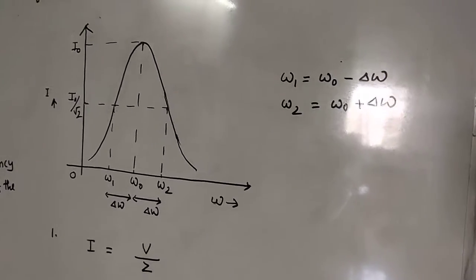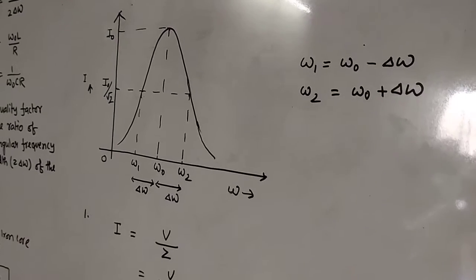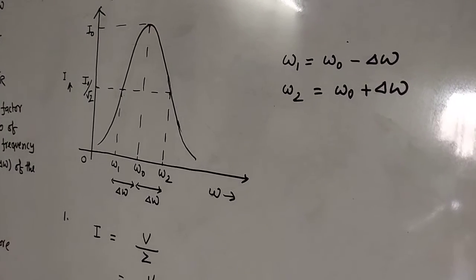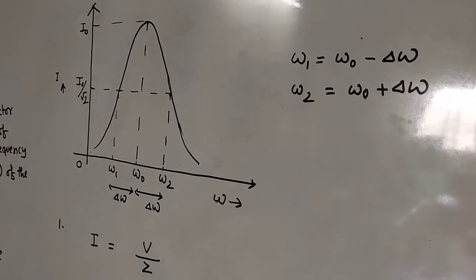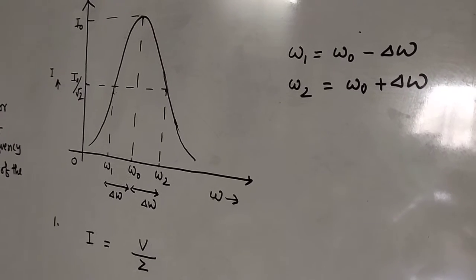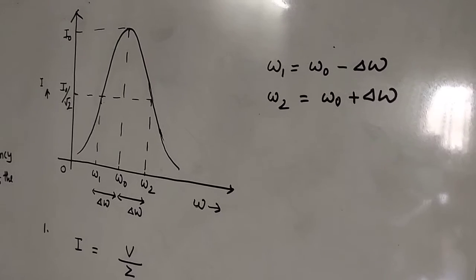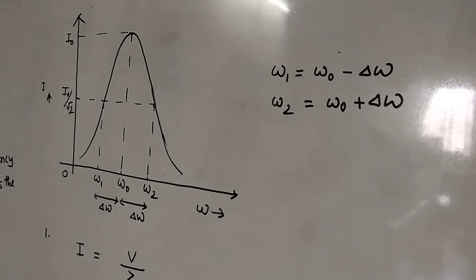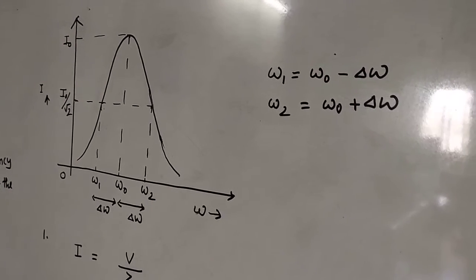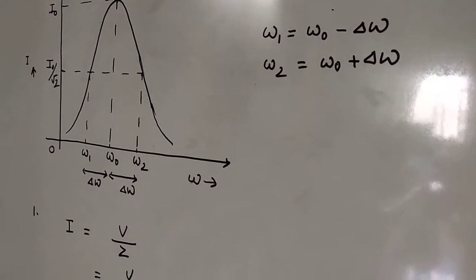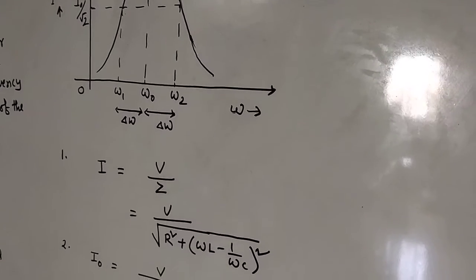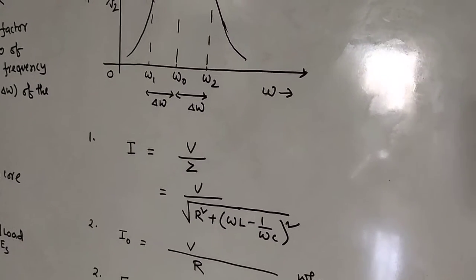Now you see we have written omega 1 equal to omega naught minus delta omega. So delta omega is the gap between omega 1 and omega naught, and the gap between omega naught and omega 2. So omega 1 equals omega naught minus delta omega, and omega 2 equals omega naught plus delta omega. Now we are going to use equation number 1.